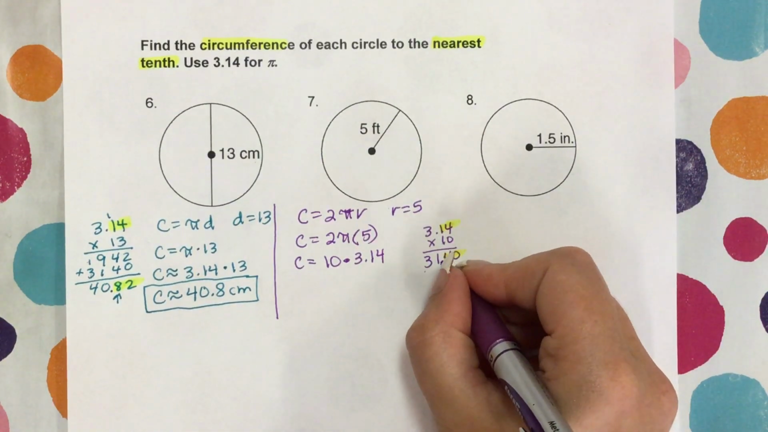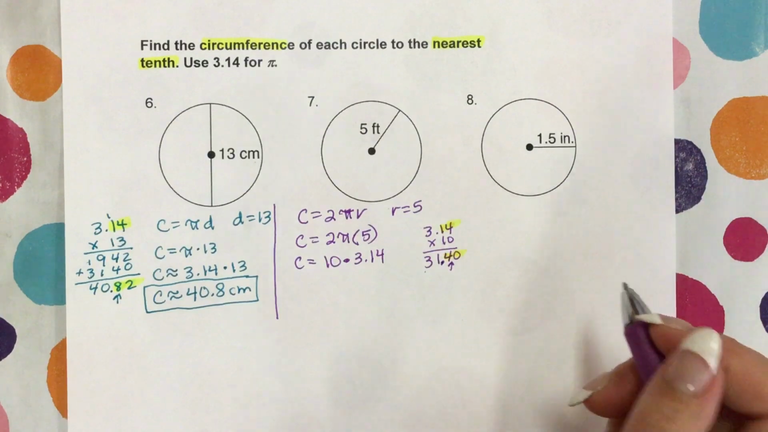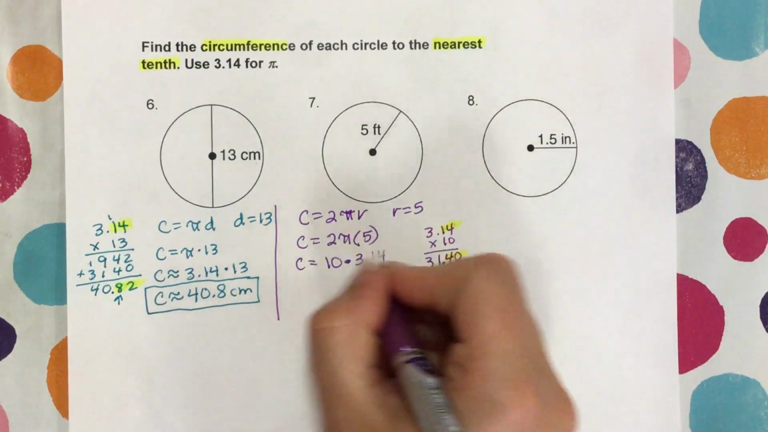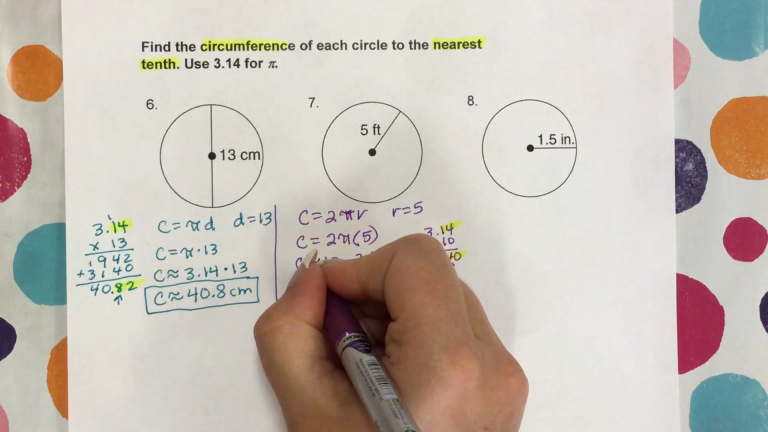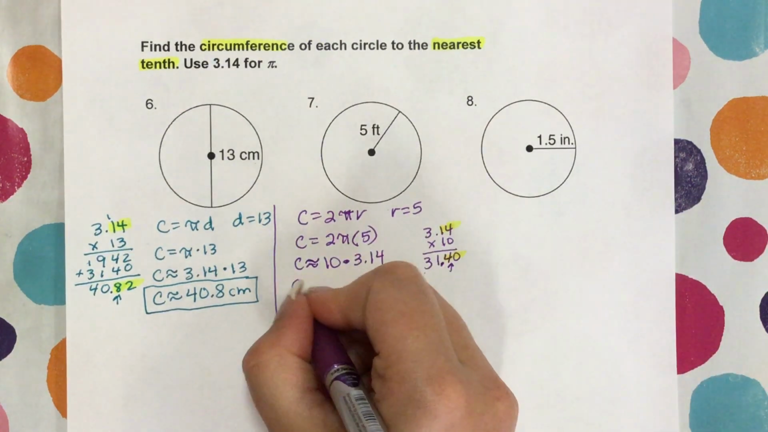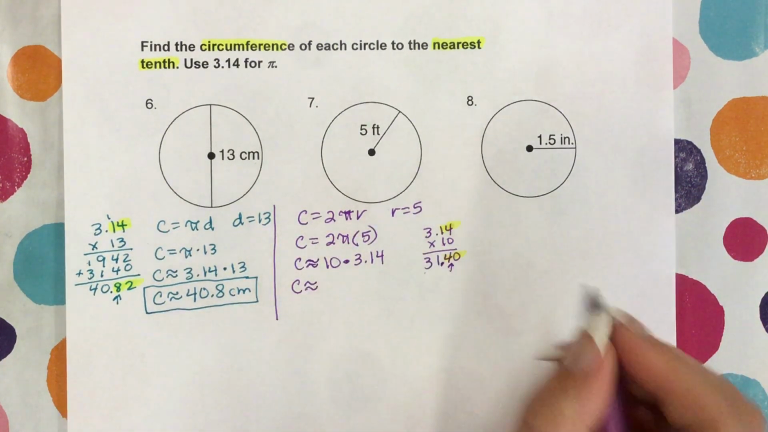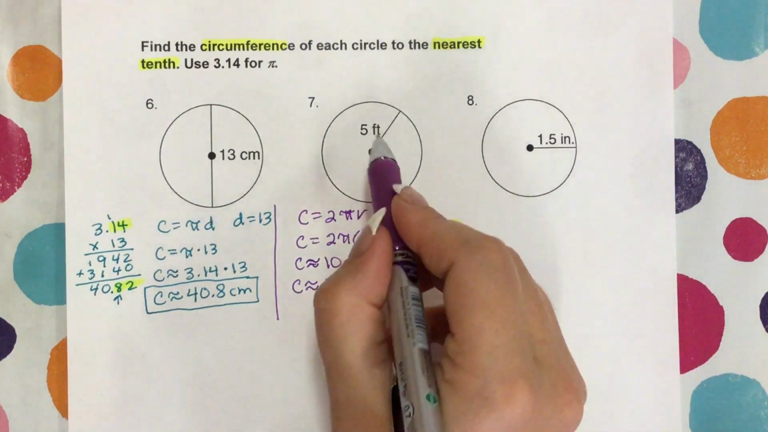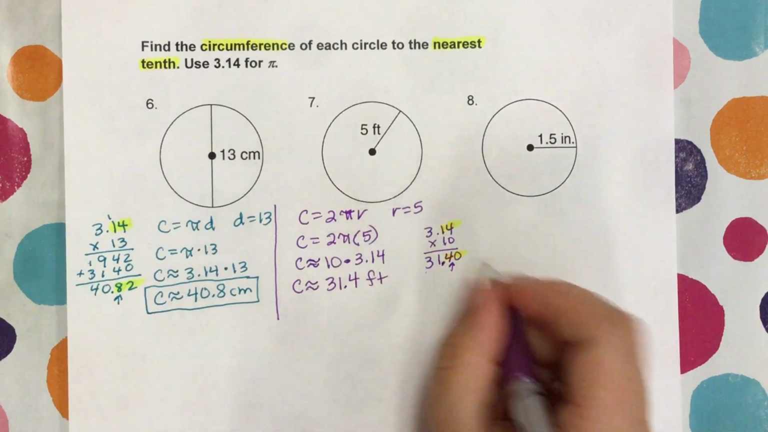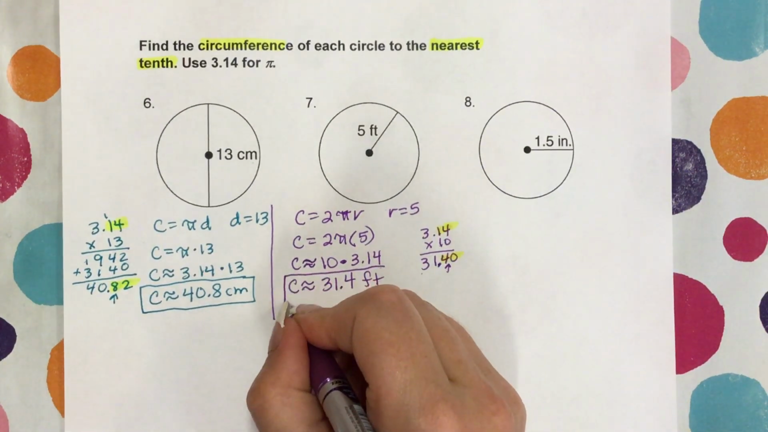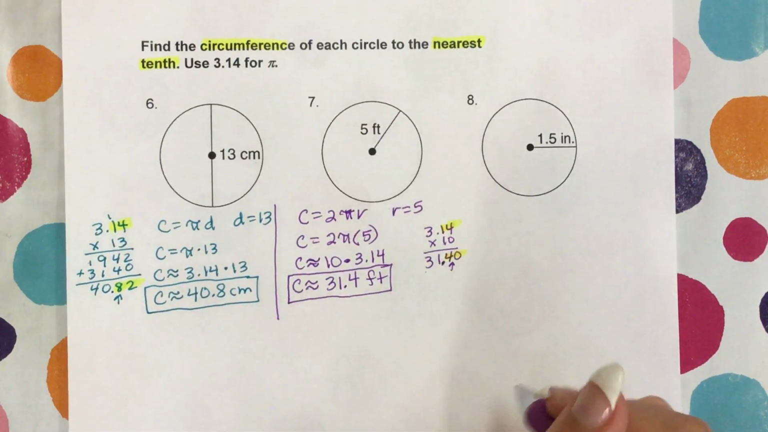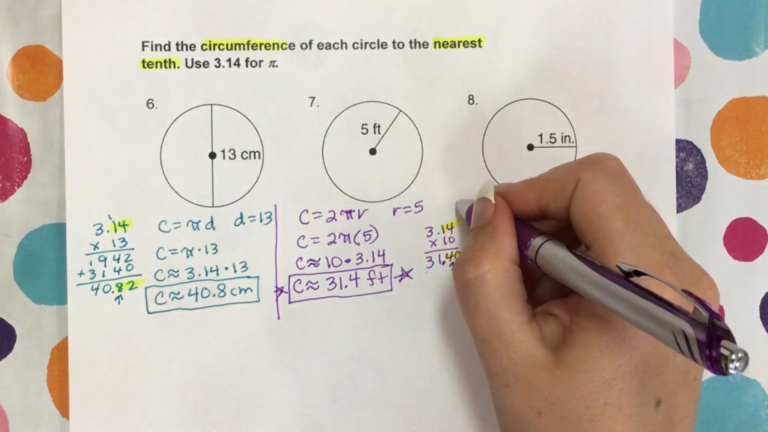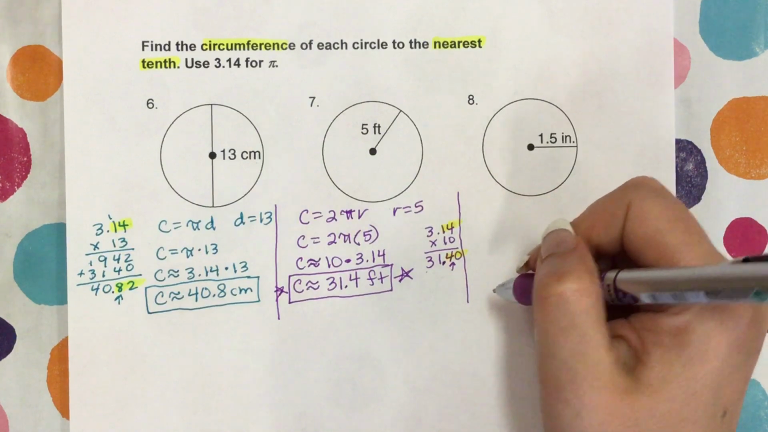I need to round it to the nearest tenth. There's a 0, so it just stays at 31.4. So that is my circumference. Ooh, I forgot something. When I put in that 3.14, it becomes approximate. So my answer, C, is approximately, really, really close to 31.4 feet. And every answer deserves a lovely box around it. And there you go. If you got that one right, woohoo! Perfect. Let's go on to problem 8.